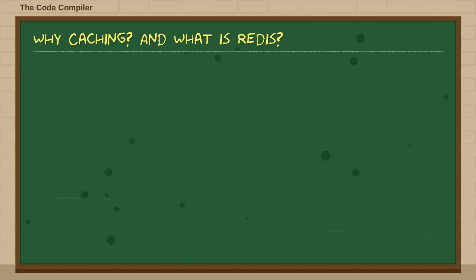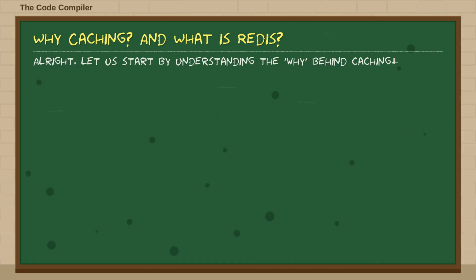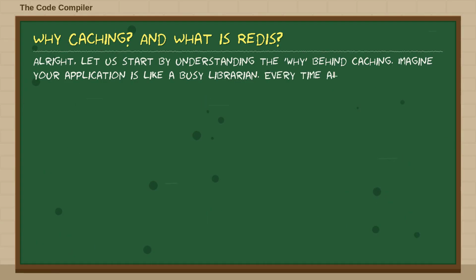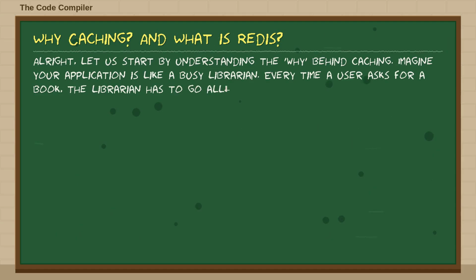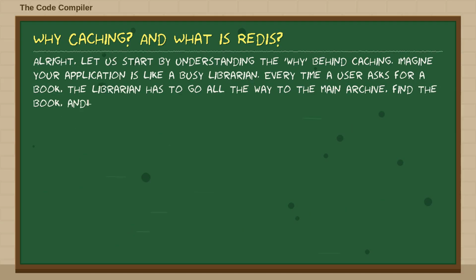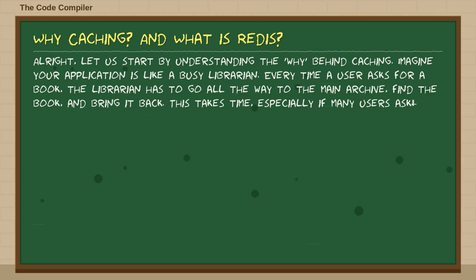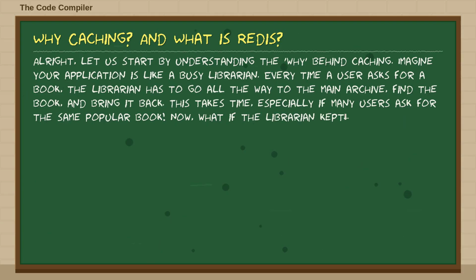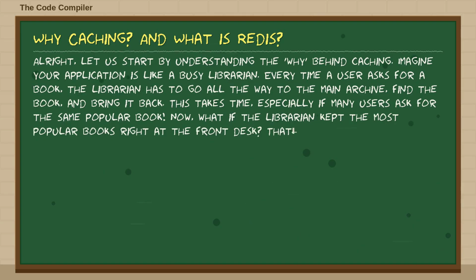Alright, let us start by understanding the why behind caching. Imagine your application is like a busy librarian. Every time a user asks for a book, the librarian has to go all the way to the main archive, find the book, and bring it back. This takes time, especially if many users ask for the same popular book. Now, what if the librarian kept the most popular books right at the front desk? That is exactly what caching does.